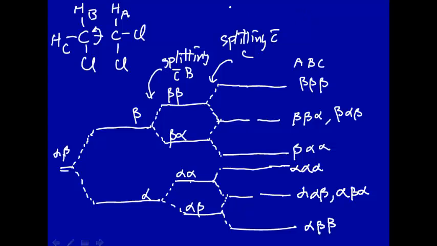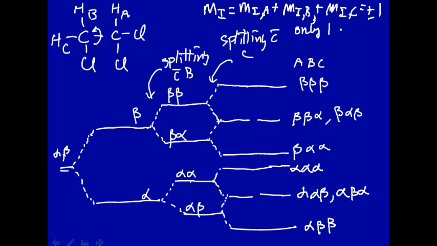So what we said before was that for an allowed transition, we calculated big M sub I. In this case, that's 3 protons, so we have to sum M sub I for A plus M sub I for proton B plus M sub I for proton C, and that has to be plus or minus 1. That's a selection rule. But in addition, an additional selection rule when you have more than 2 protons that are coupled is that only one nucleus, or in this case proton, can change sign.